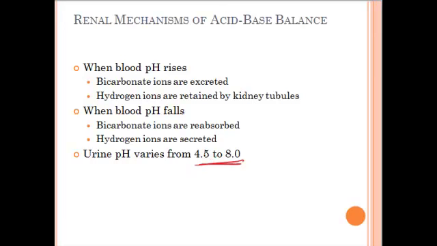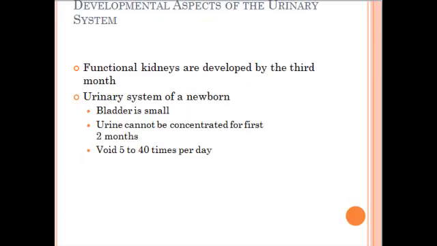The last thing to mention here is the developmental aspects of the urinary system. By the 3rd month of pregnancy, as growth is happening, the kidneys are developed, but the urinary system of the newborn is not totally functional and developed. The bladder's small and urine can't be concentrated, so infants urinate a lot, as you know if you've had kids, up to 5 to 40 times a day. It's an amazing number, as their urinary system continues to develop.